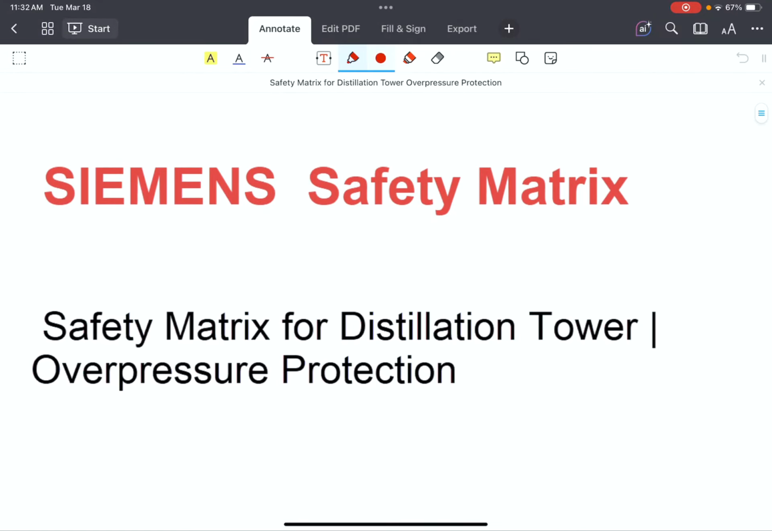This demonstration is one of the final projects for the Siemens safety applications in process automation. There are many options to use in the Siemens safety portfolio, and in this example, we use safety matrix. The application is a distillation tower, and we want to protect the distillation tower against overpressure.